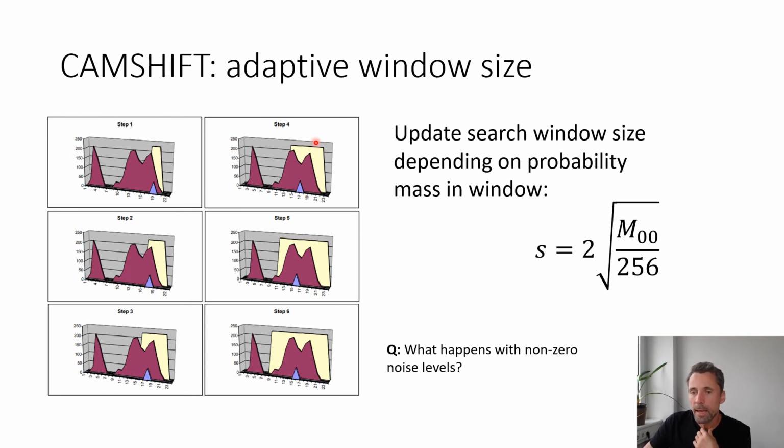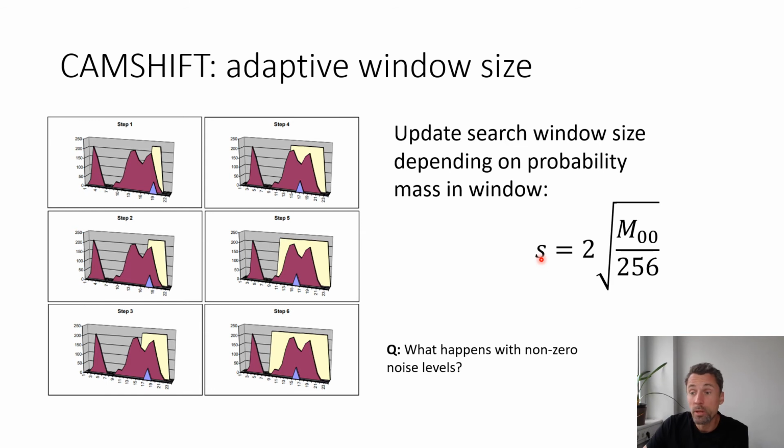Yeah, and that is a figure from the paper. The window size here is represented by this yellow window, this yellow function. And you'll see over the steps, it kind of grows and adapts to this object here. This is just 1D, right? And they propose using that small equation here.